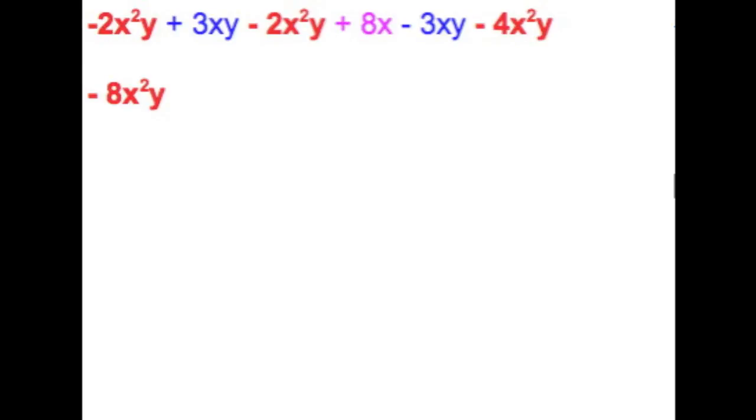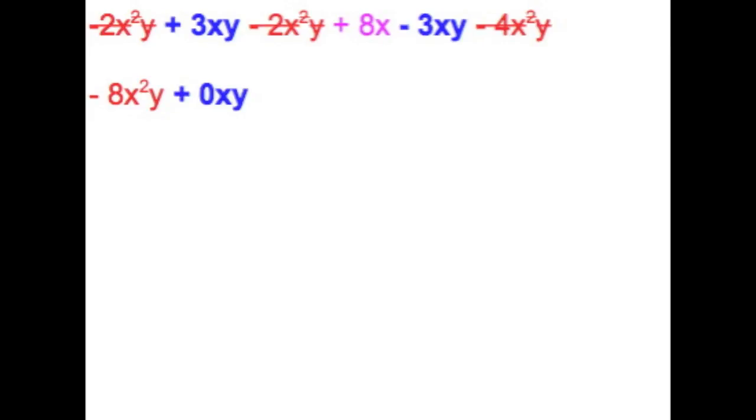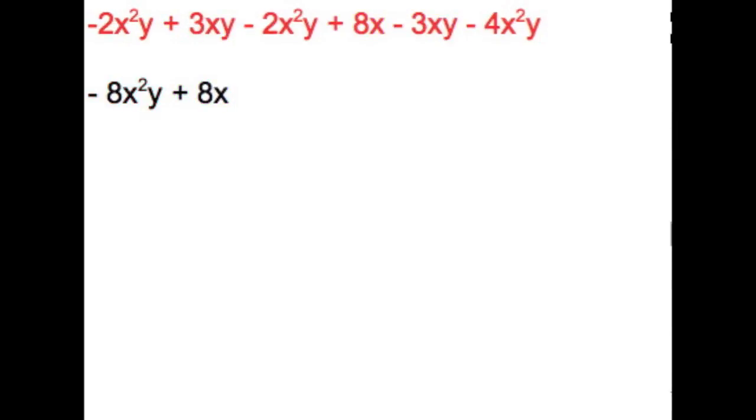Combining our terms in red, negative 2x squared y, negative 2x squared y, and negative 4x squared y gets us negative 8x squared y. Next, we will combine our terms in blue, positive 3xy and negative 3xy. This gets us 0xy. We know that any number times 0 is 0, so we would be left with 0. So our blue terms, positive 3xy and negative 3xy, cancel each other out. And positive 8x is a term that stands alone, so it will be part of our final algebraic expression. So when we simplify this algebraic expression, we get negative 8x squared y plus 8x.